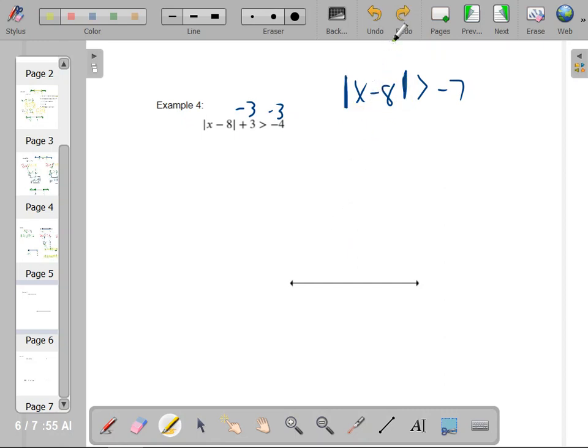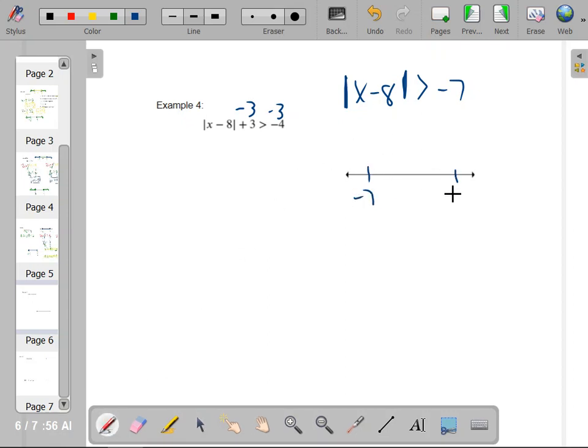Is a positive number ever going to be greater than a negative number? It's always going to be greater than a negative number. So let's maybe work it out and see what I mean. This is going to be all real numbers. This is going to work for every number you plug in.